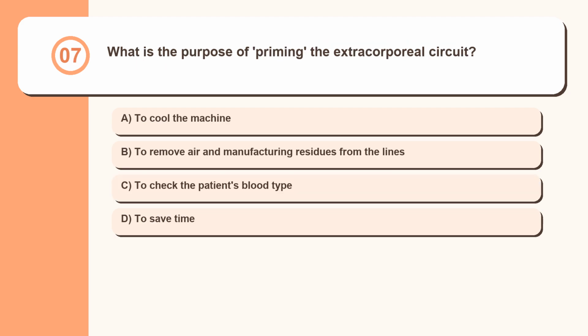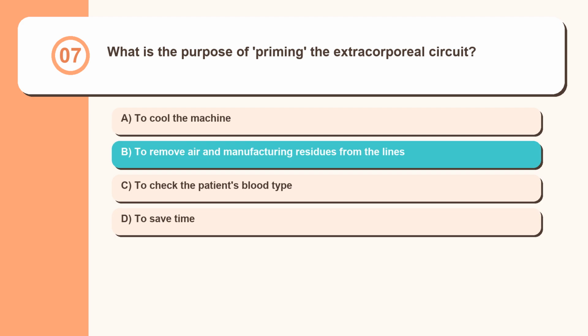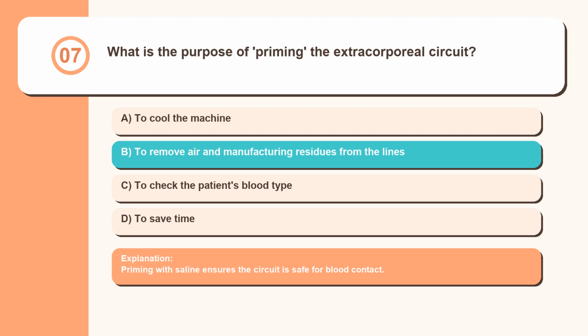Question 7. What is the purpose of priming the extracorporeal circuit? To cool the machine, to remove air and manufacturing residues from the lines, to check the patient's blood type, to save time. Priming with saline ensures the circuit is safe for blood contact.